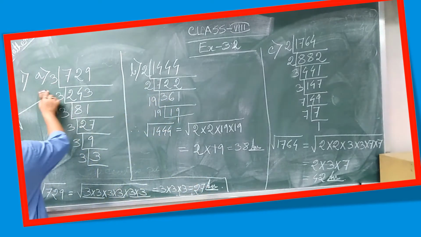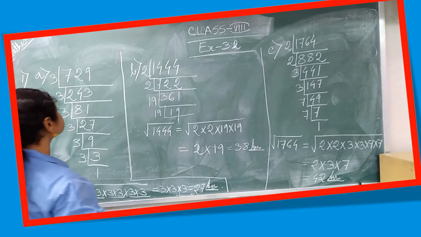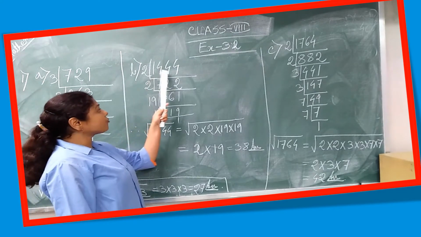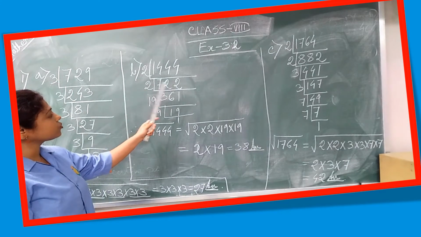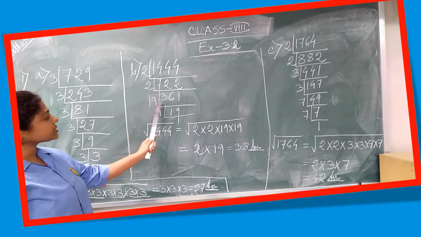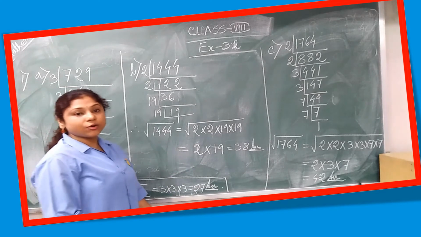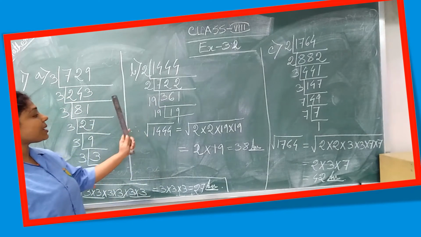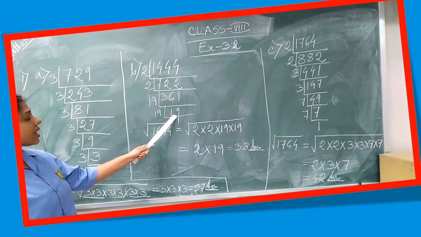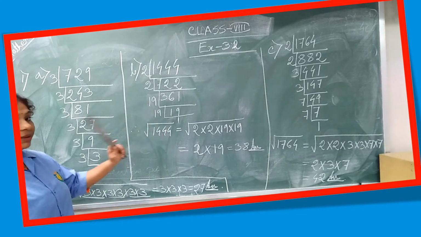Now the next sum. The next sum is 1444. Like this, by 2 we have divided it. It is coming 722. Again by 2, so it is coming 361. You may check it, but I have checked this, that's why I am telling it is divisible by 19. So 19 into 19, again 19 by 19, it is coming 1.